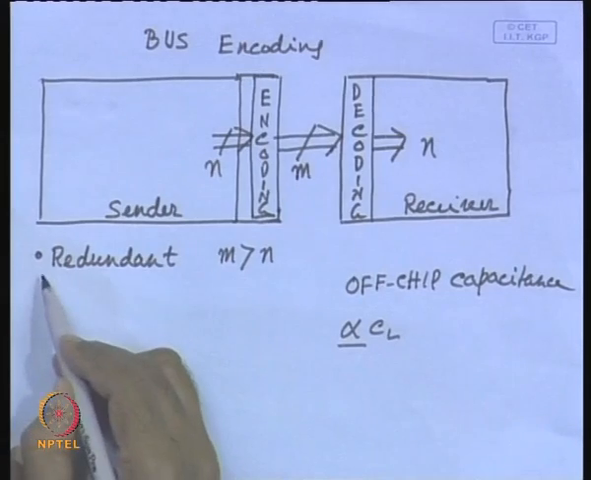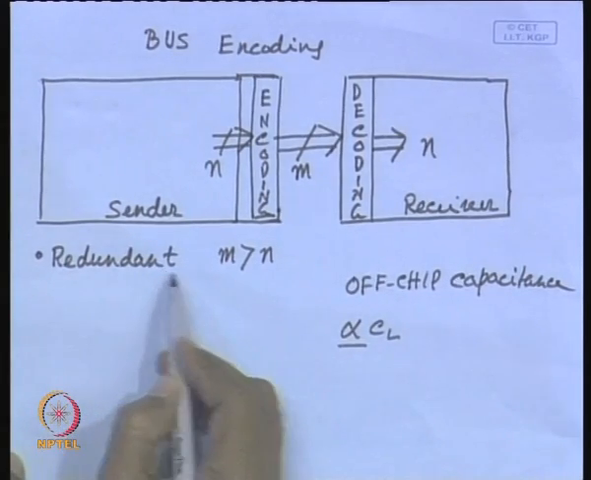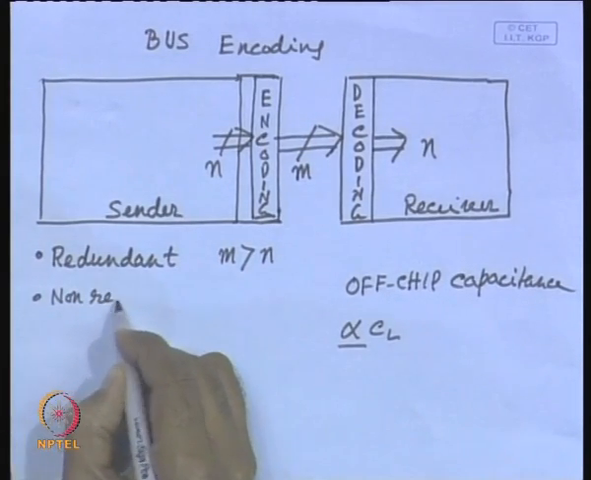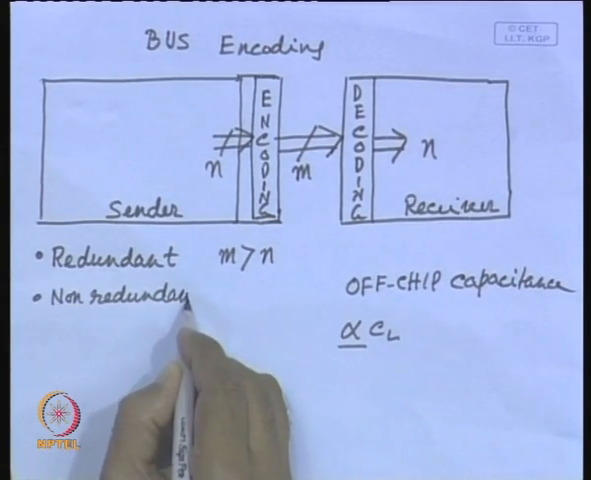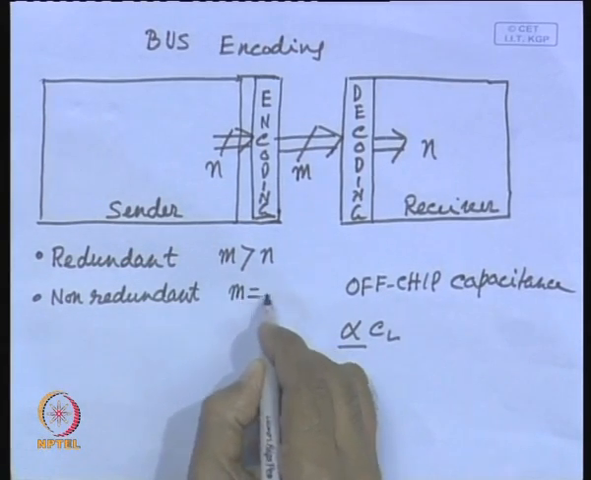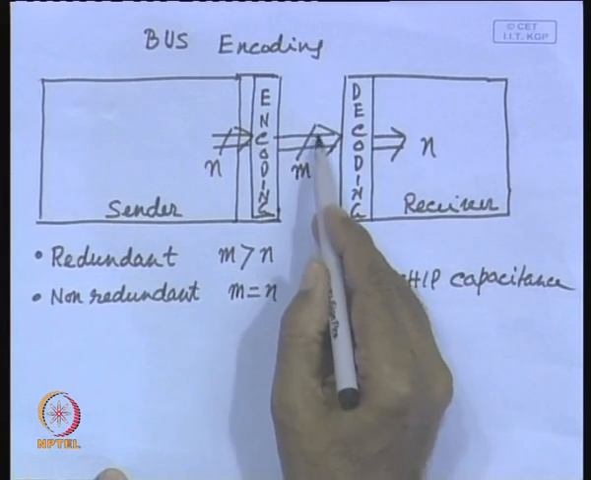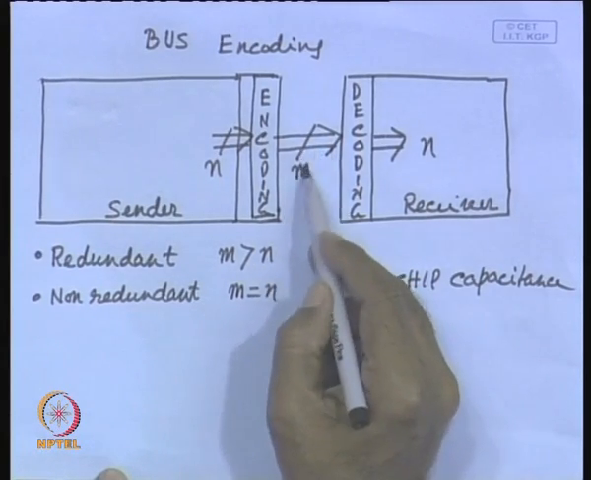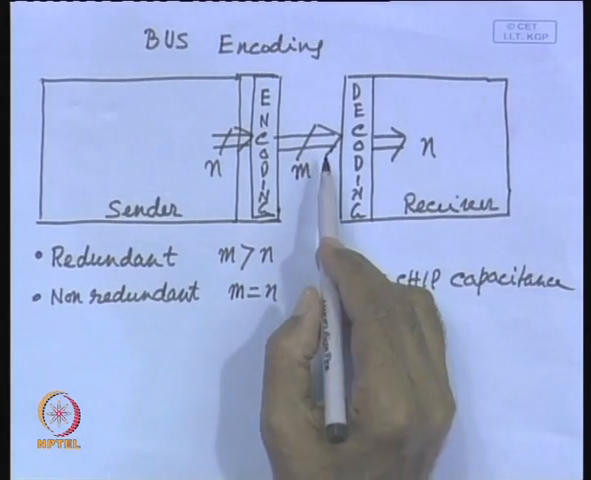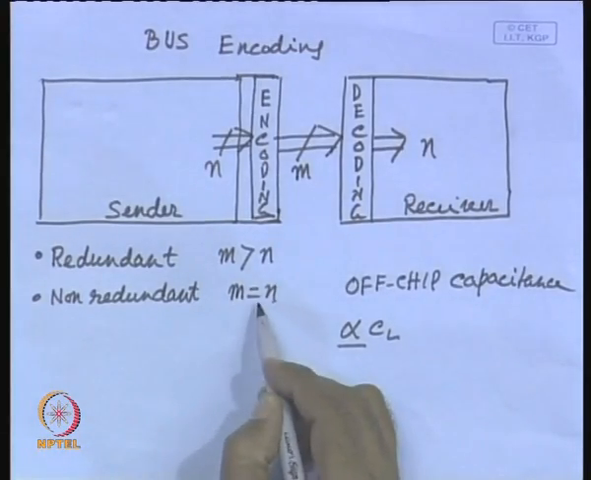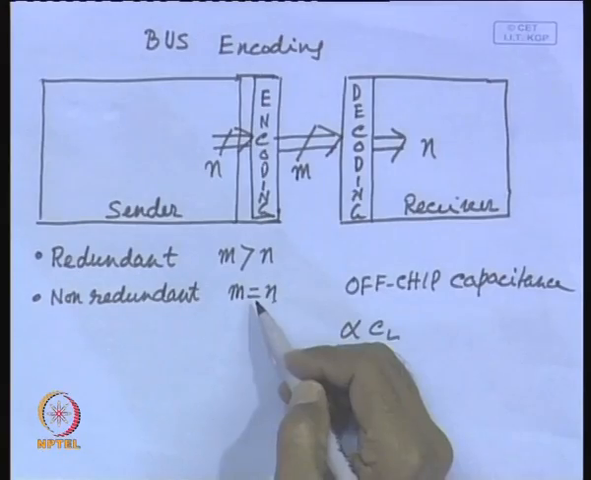Now, whenever you are doing that, you can use two types of coding, as I was telling. One is redundant coding, where m is greater than n. Another possibility is non-redundant coding. In case of non-redundant coding, m is equal to n. That means the number of bits being sent through the bus or through the switch, whatever it may be, or through the communication medium, can be the same as the number of bits of the sender. So, the number of bits is not increasing, that means there is no redundancy. So, these are the two possibilities.